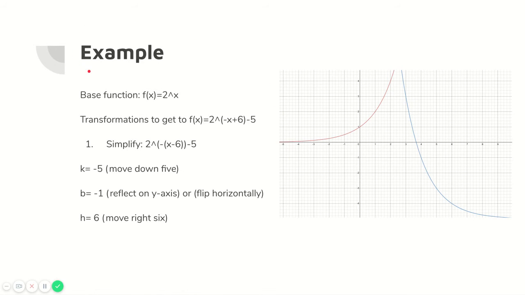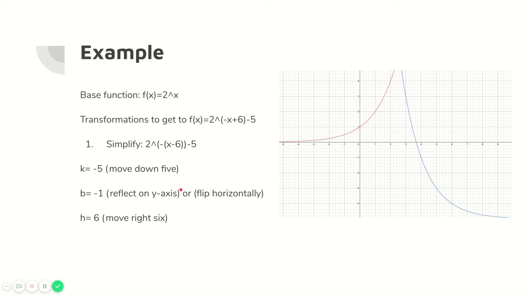So now I'm going to be talking about an example. I'm going to be using an exponential function, which you can see here the base function is 2 to the power of x. The base function without any transformations, you can see here it has a 2. So therefore you know that it can also be like 2 or 3 and so on. So the question is going to be, what transformations are there to get to f(x) equals 2 to the power of negative x plus 6, minus 5?